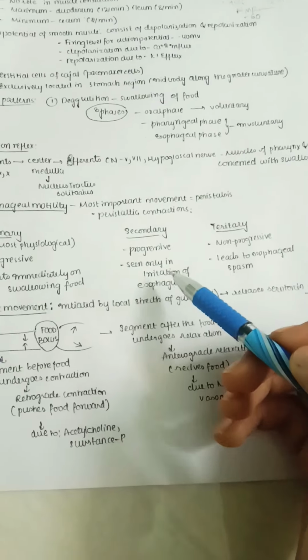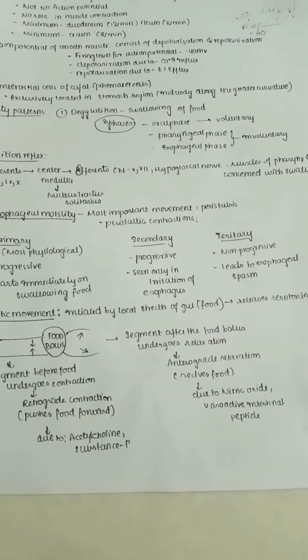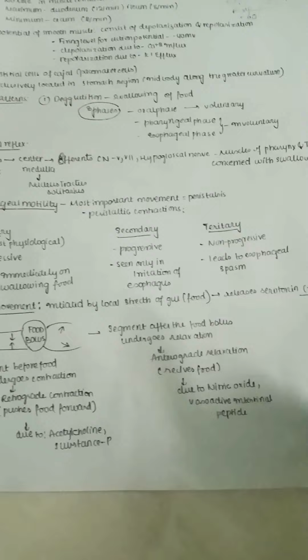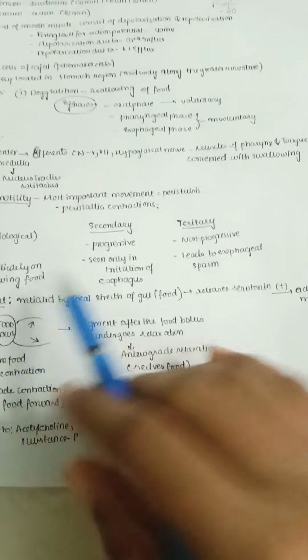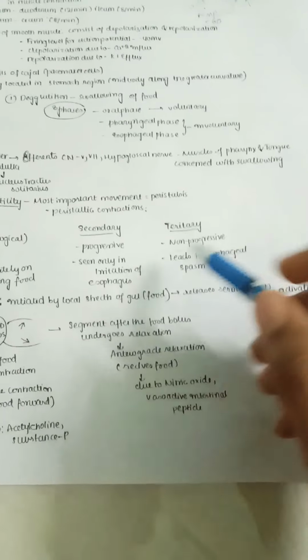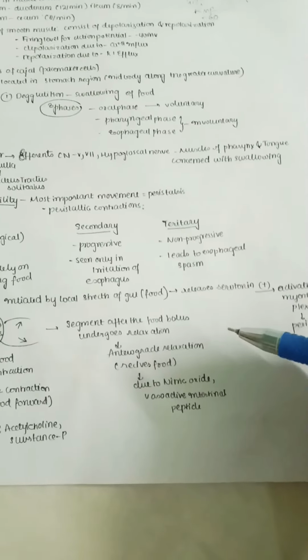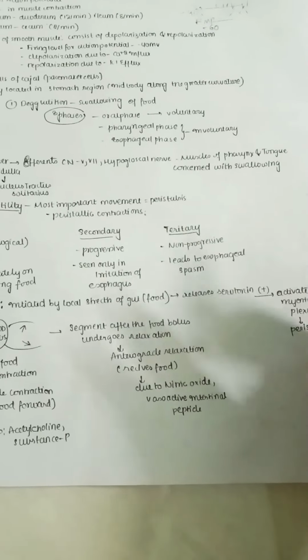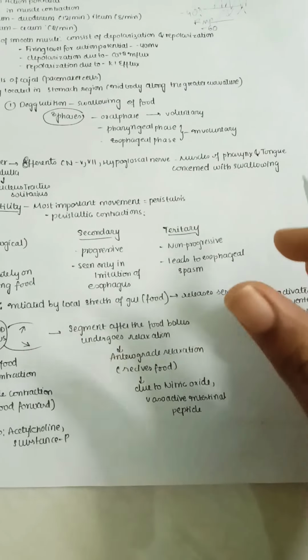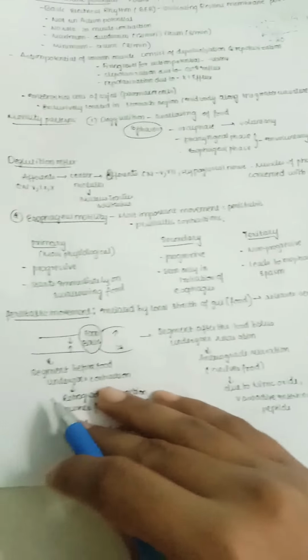Whereas the secondary is also progressive, but it is seen only in irritation of the esophagus. So only when the esophagus is irritated does the secondary start. But remember that the tertiary is non-progressive, meaning it keeps starting and stopping, it's intermittent. So this tertiary contraction may lead to esophageal spasms. Esophageal spasm means it will be continuously in either a contracted or relaxed phase. That is tertiary.